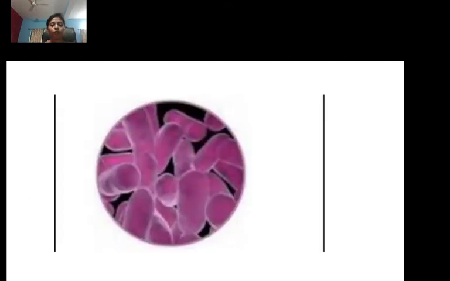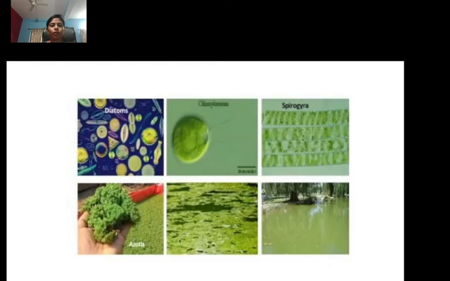Okay, students. Now, please observe this image. What is this? Some kind of bacteria. Good. Bacteria. Okay. What about this?